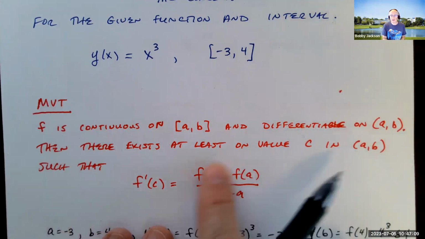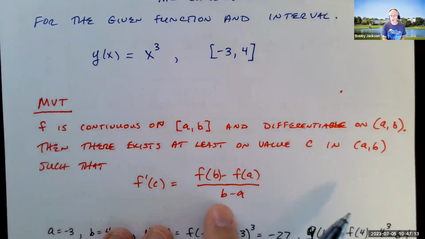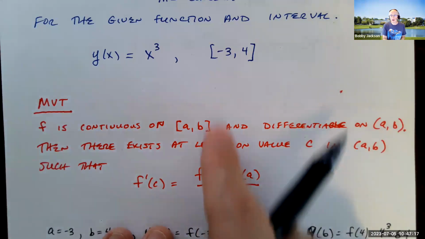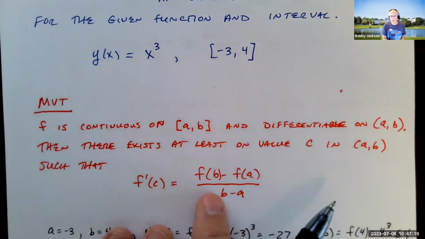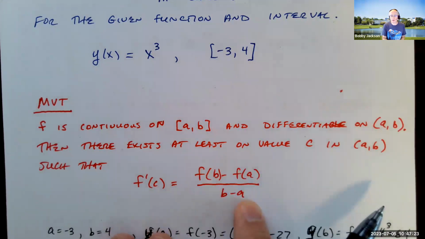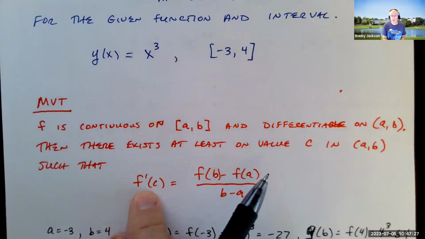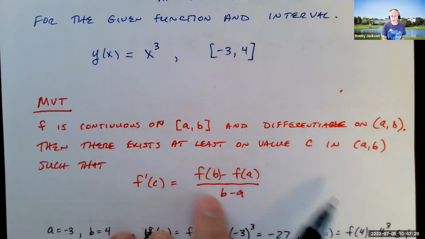This again is basically the average rate of change of the function over that interval. It's also the slope of what we call the secant line on that interval. And I talk about this in the lecture video, so I would refer you to that to make sure you understand what's going on here. But it basically says the derivative of the function at C is equal to this value.